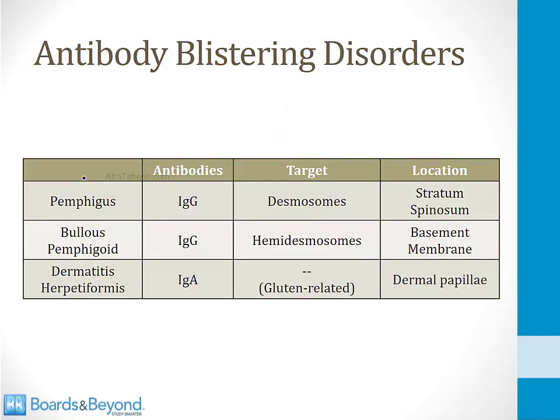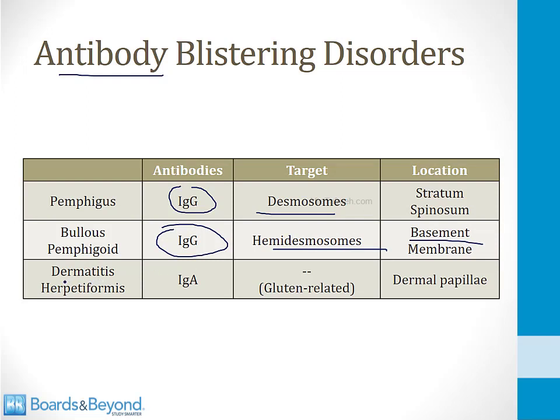So we'll finish with this slide. As I told you before, there are lots of causes of blisters, but in this video, we've been talking about antibody-associated blistering disorders. We talked about pemphigus vulgaris, caused by IgG antibodies against desmosomes in the stratum spinosum of the epidermis. Bullous pemphigoid is also caused by IgG, but the target is the hemidesmosomes, which are located along the basement membrane. Remember, the hemidesmosomes attach keratinocytes to the basement membrane.